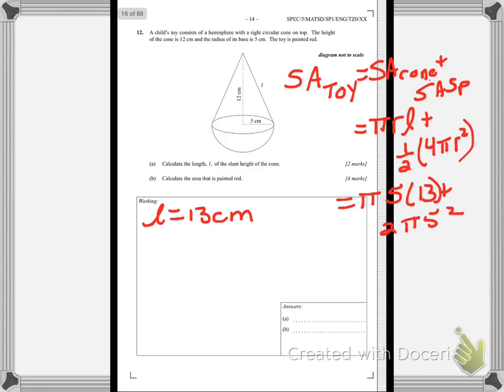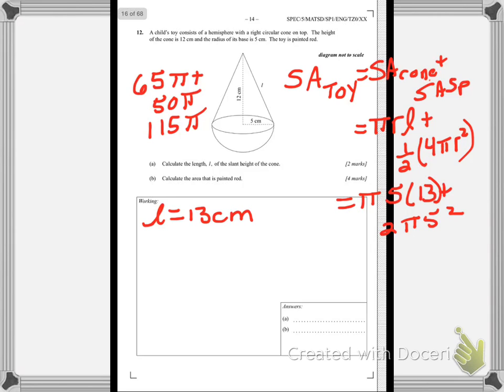So 5 times 13, so 5 times 10 is 50, plus 5 times 3 is 15, 50 plus 15 is 65, so I get 65 pi plus 5 squared is 25 times 2 is plus 50 pi, so I get 115 pi. Calculate that the area is red.